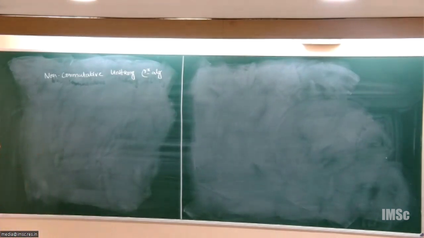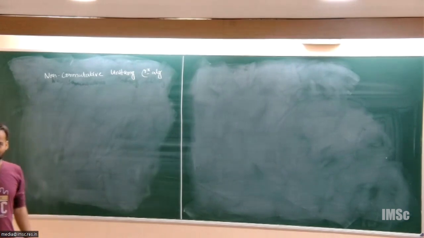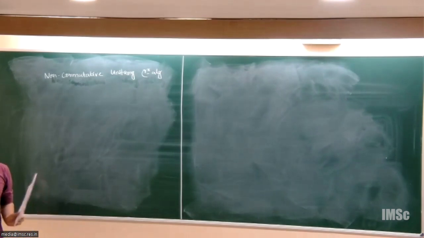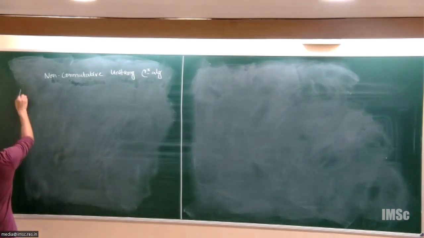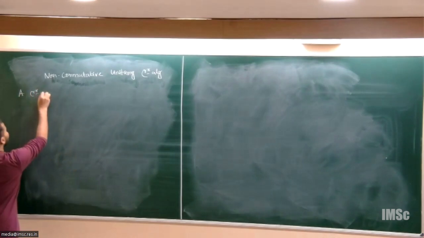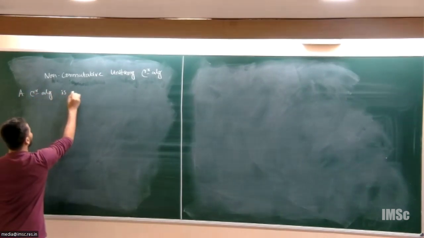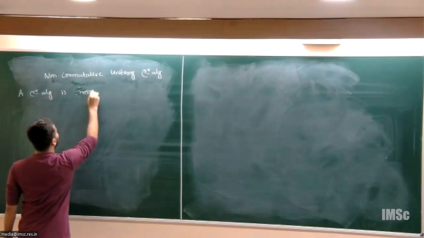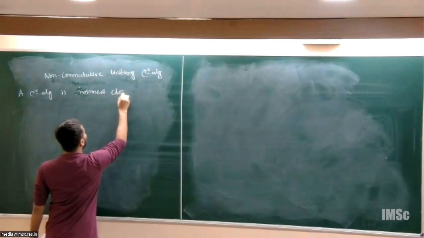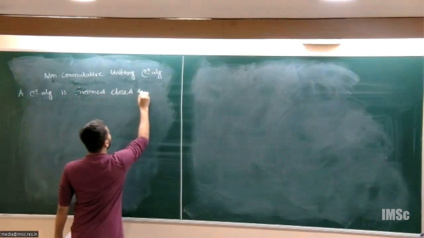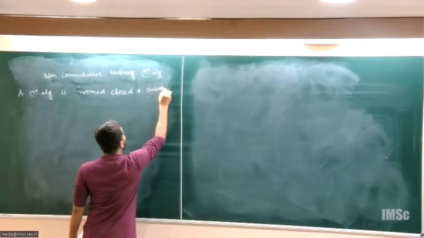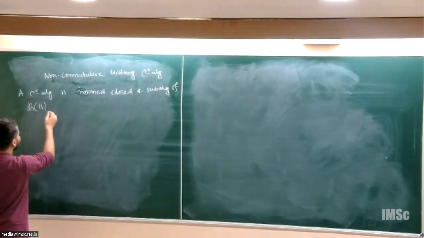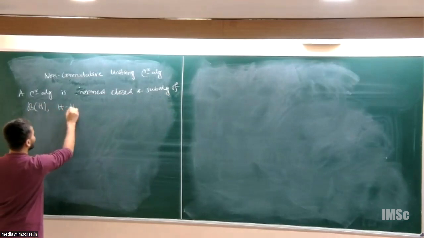Okay, so I'll start with a very basic definition called C-star algebra. We can define it in many ways, abstract and concrete. One can think a C-star algebra is a closed, non-closed star subalgebra of B of H. B of H means the bounded linear operator space on a Hilbert space.